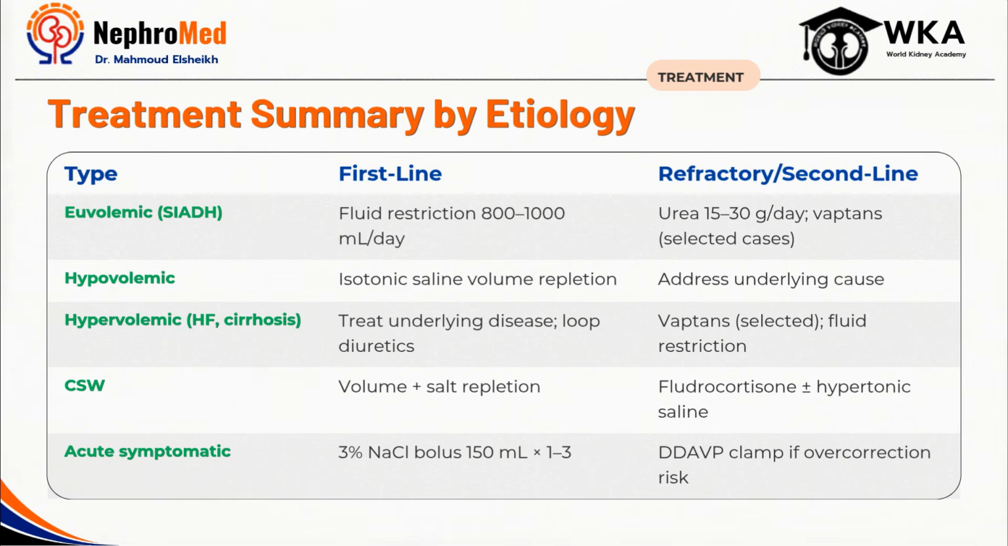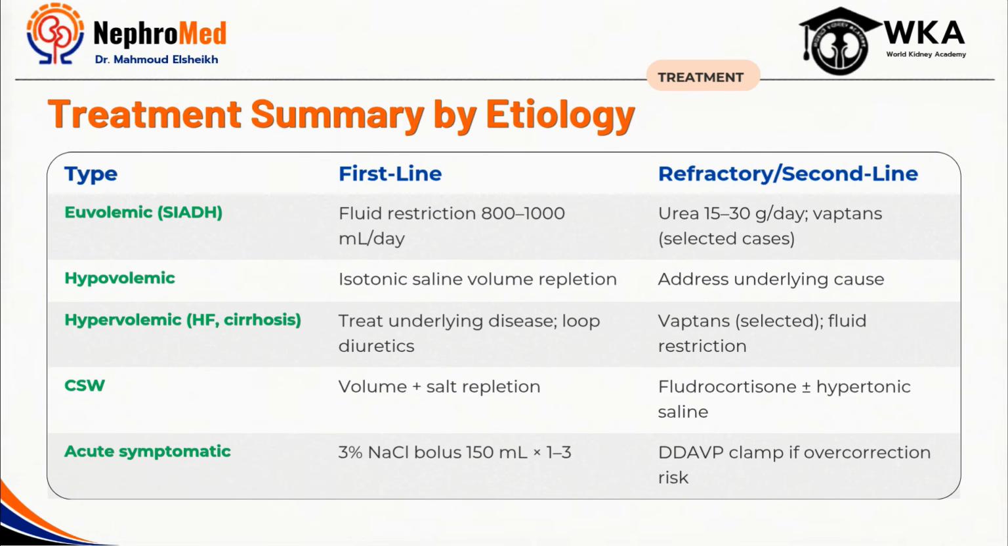Going to hypervolemic hyponatremia, like heart failure or cirrhosis, management focuses mainly on treating the underlying disease process, combined with loop diuretics and fluid restriction. Vaptans may occasionally be considered in selected refractory patients, but again, not routinely. And for cerebral salt wasting, the physiology is through renal sodium loss, so treatment requires both volume and salt replacement. In refractory situations, fludrocortisone, sometimes combined with hypertonic saline, may help reduce ongoing natriuresis.